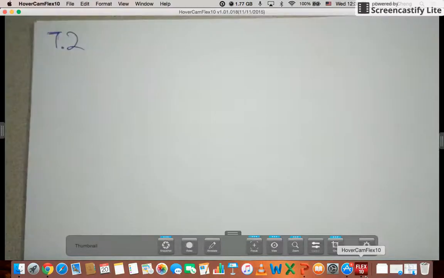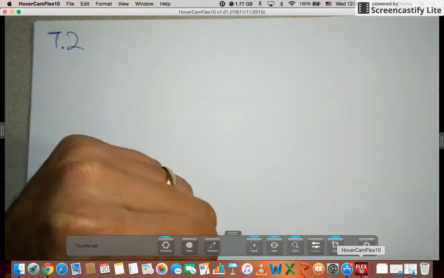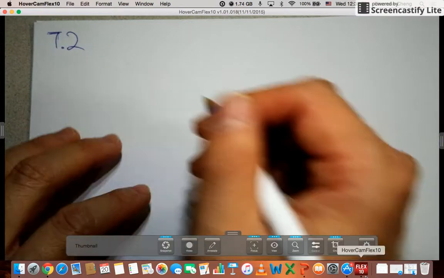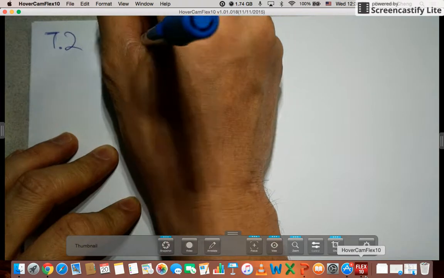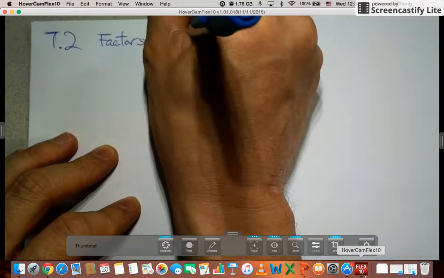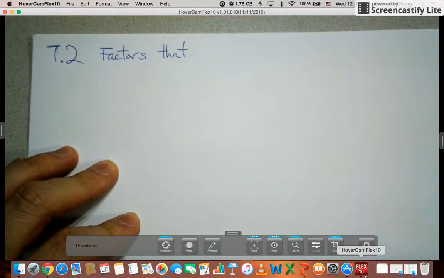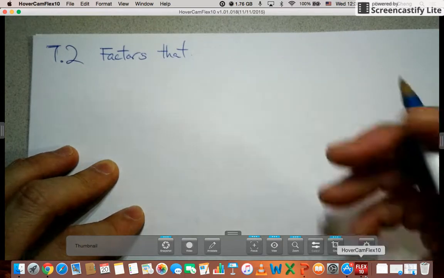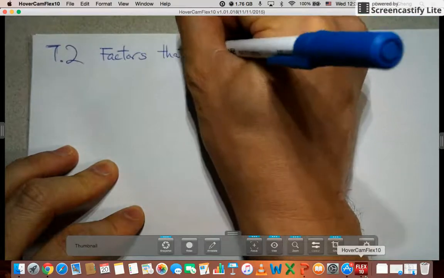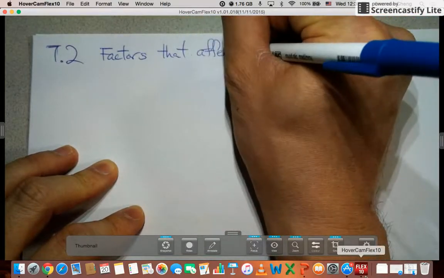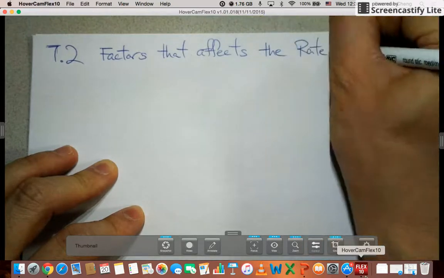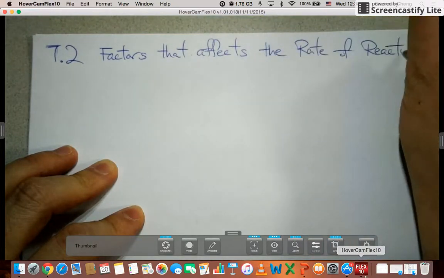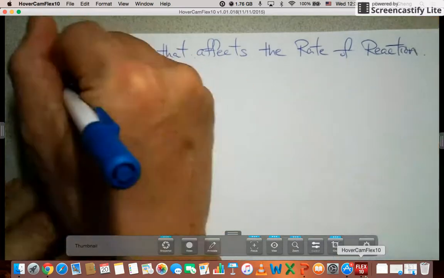Okay, so hi guys. Today, as I said before, we are talking about 7.2, which is factors that affect the rate of reaction. Now, this one, as I said to you guys before, is what your criteria B and C summative is about. You will need to design an experiment on things that affect the rate of reaction. Okay?